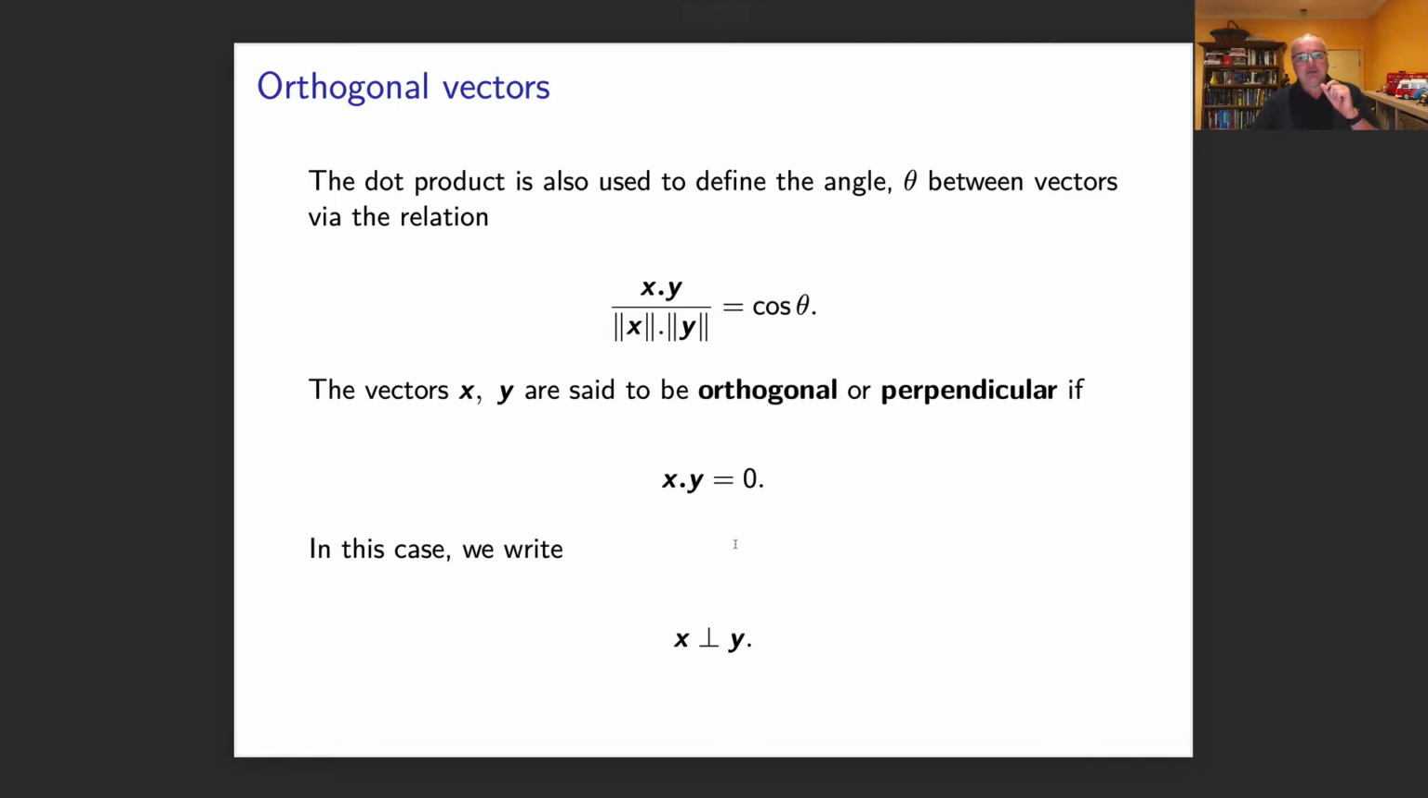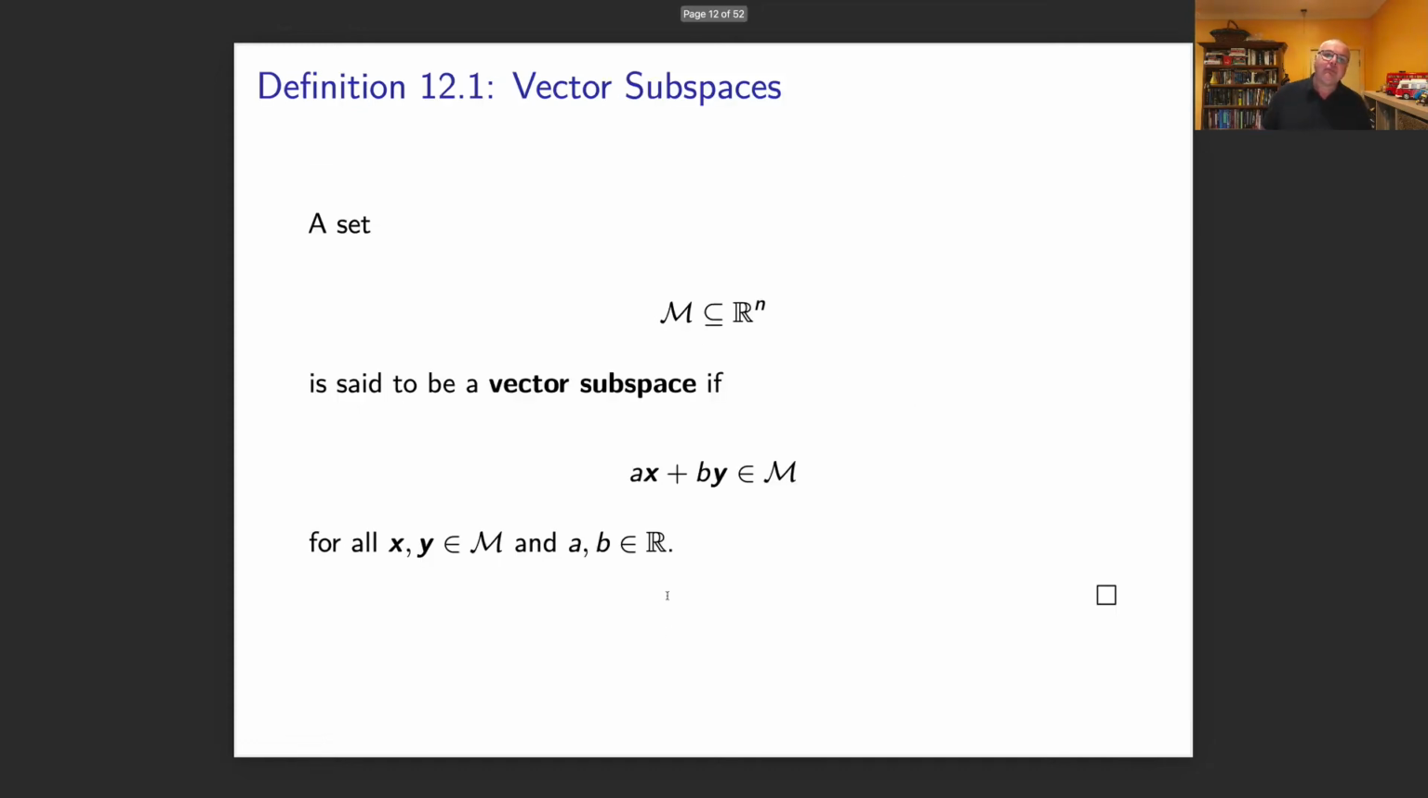You get basically the cos of the angle between them, theta. And we're going to say that the vectors x and y are orthogonal or perpendicular if x dot y equals 0. So basically they're at right angles to one another, at right angles in this n-dimensional space. And we write this as x perp y. So we're saying that x is orthogonal to y, and hence y is also orthogonal to x. They're at right angles to one another.